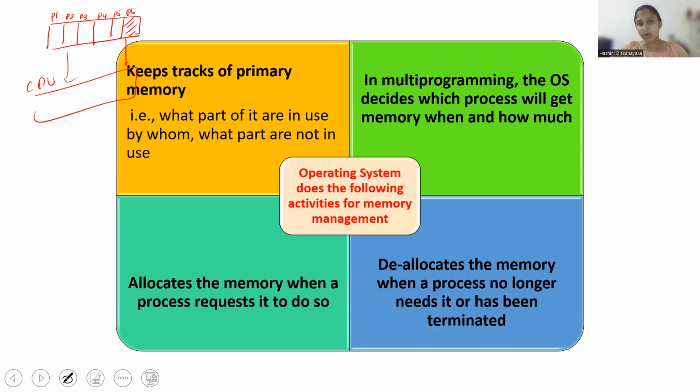And in multiprogramming, the operating system decides which process will get memory, when and how much. අපි multiprogramming task එකේදී operating system එක memory එකේ කොච්චර වෙලාවක් ගන්නවද, කොච්චර ප්‍රමාණයක් allocate කරනවද, මෙන්න මේ දේවල් decide කරනවා operating system එකේ. It also allocates the memory when a process requests it. If we need to perform a task, the operating system is going to allocate the memory as we discussed. As well as that, it is going to deallocate the memory when a process no longer needs it or has been terminated. Once we close the project or the application, it is going to free up the memory, right?